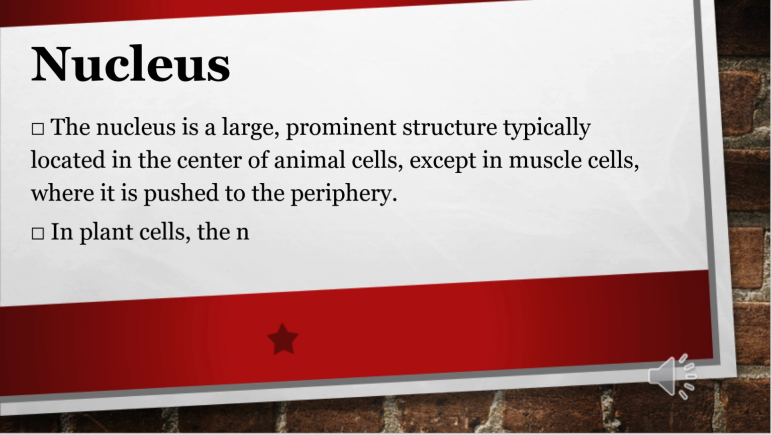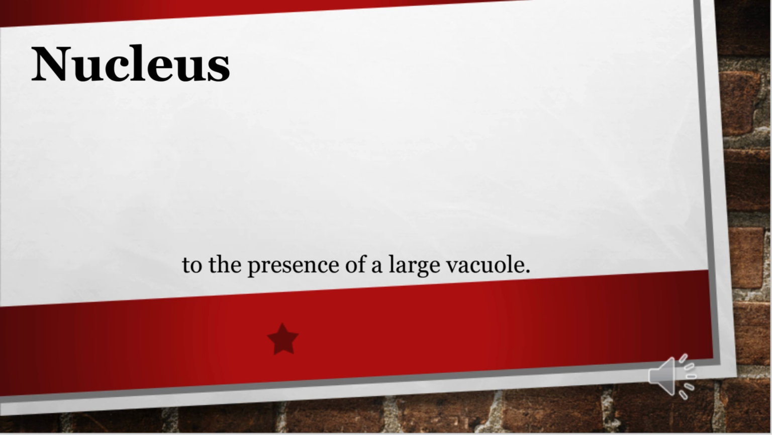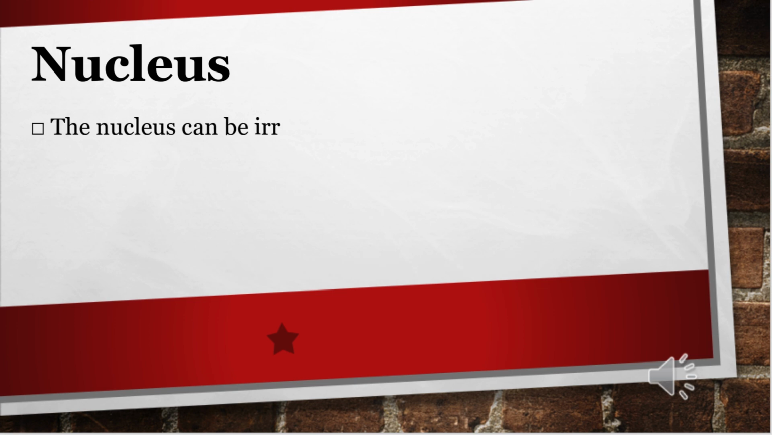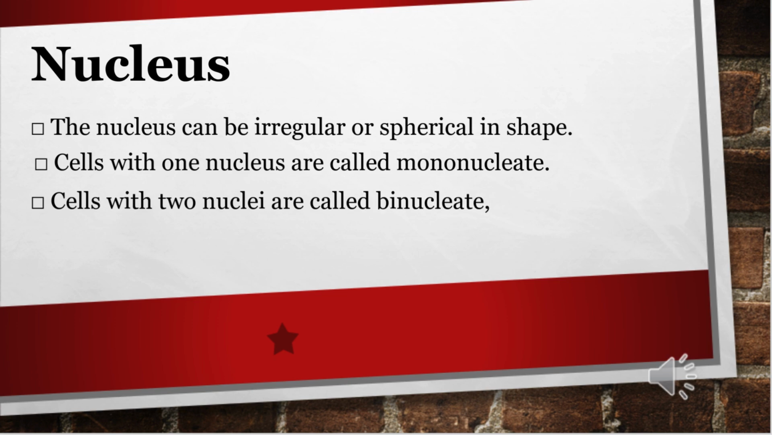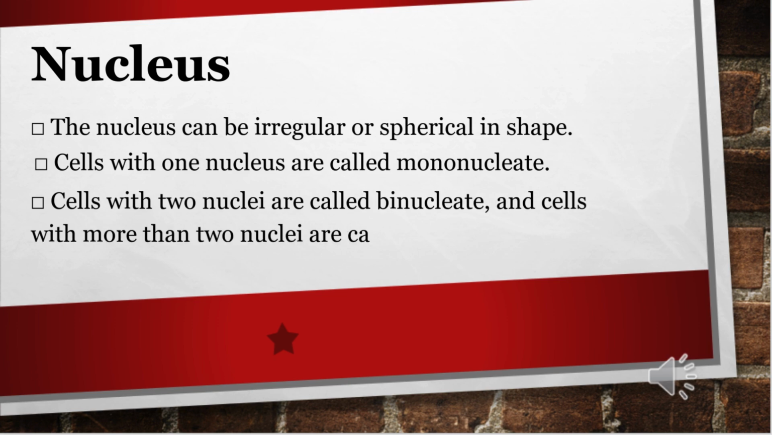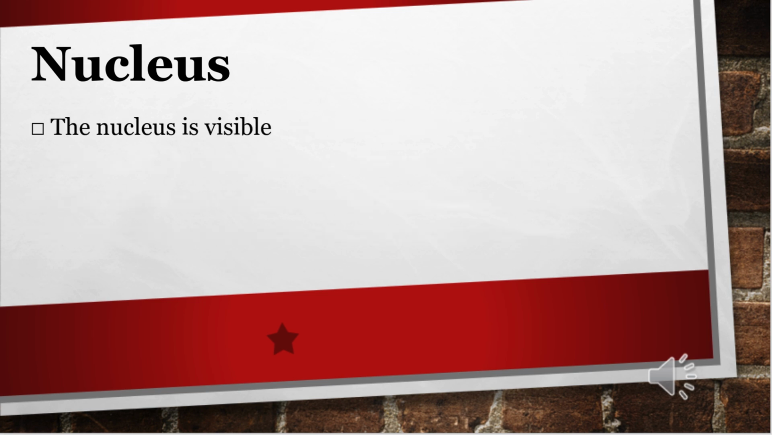In plant cells, the nucleus is often pushed to the periphery due to the presence of a large central vacuole. The nucleus can vary in shape, being either irregular or spherical. Typically, cells have one nucleus, known as mononucleate. Cells containing two nuclei are referred to as binucleate, while those with more than two nuclei are called multinucleate. The nucleus is visible only when the cell is in its non-dividing stage.